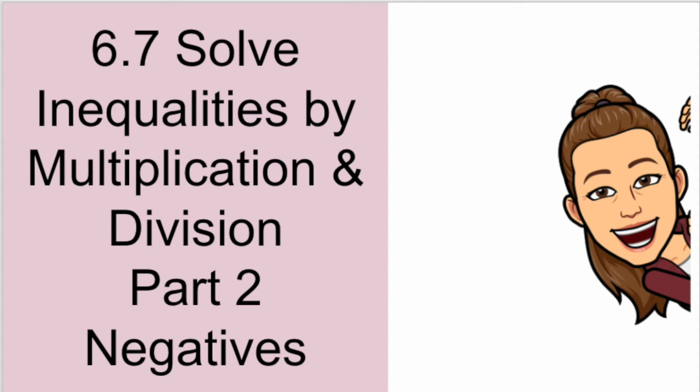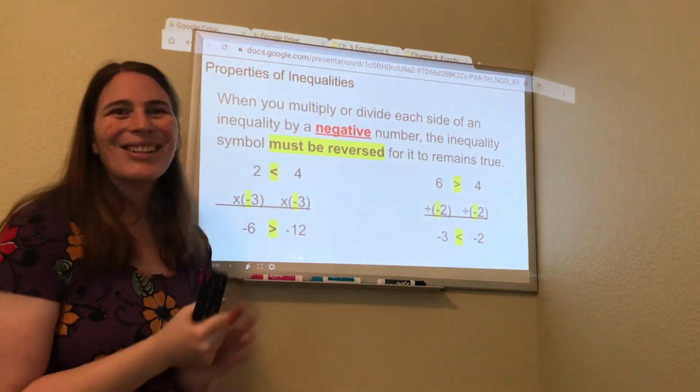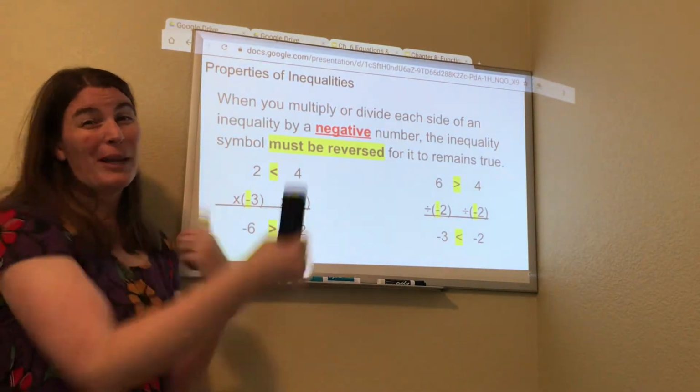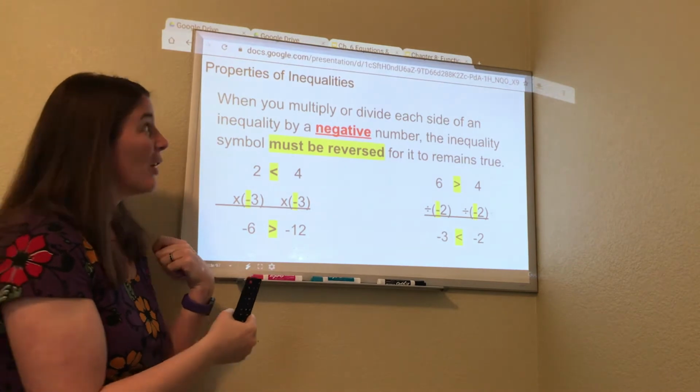This is 6.7, Solving Inequalities by Multiplication and Division. This is part 2. We're going to be working with multiplying by negatives and dividing by negatives. All right, here's our interesting little twist on inequalities when you are solving them.